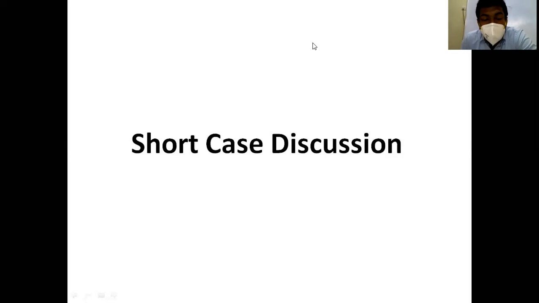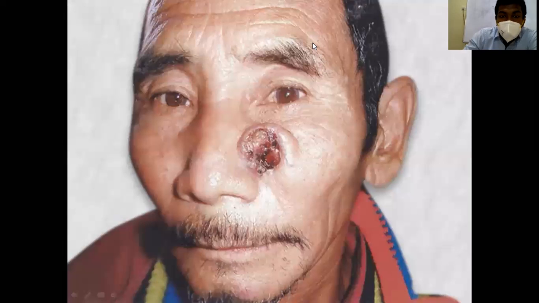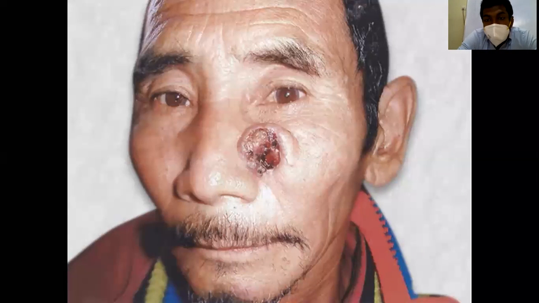Good morning. Today we'll be discussing two short cases. As you can see on the picture here, I would like some of you to comment what are your findings upon looking at this patient.